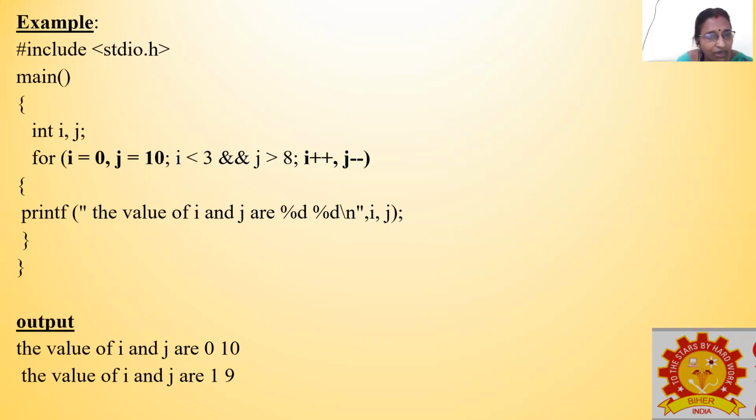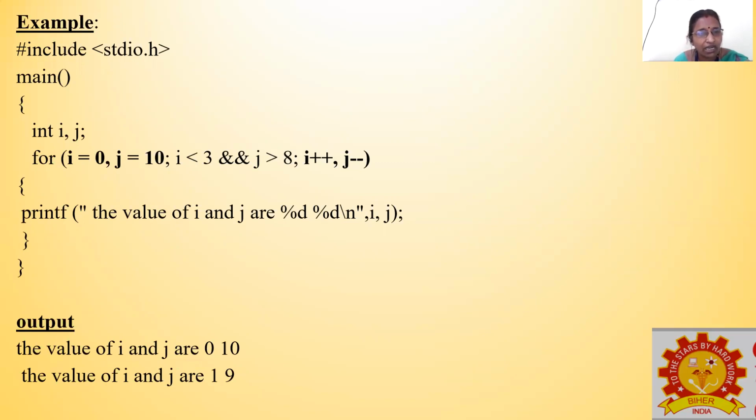Yes. So what we are going to do, we are printing the value of i and j. Initially what will be the value of i? 0 and j value is 10. That will be printed as such. Then i will be incremented as given in the for loop statement. Then j is simultaneously decremented.